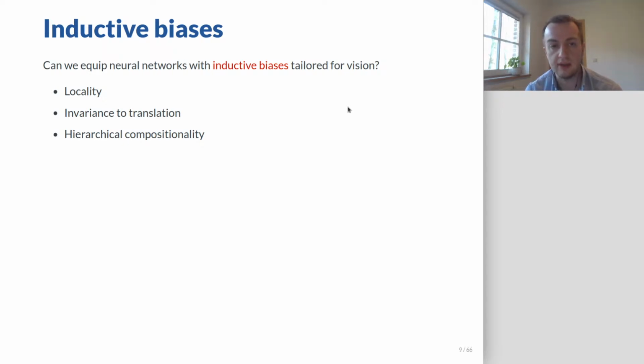So locality, and this is basically what happens with the simple cells. We would want to have basically part of the neural network that only looks locally, for example, at the data, the signal, at the image.